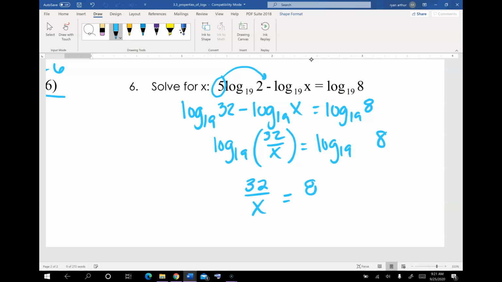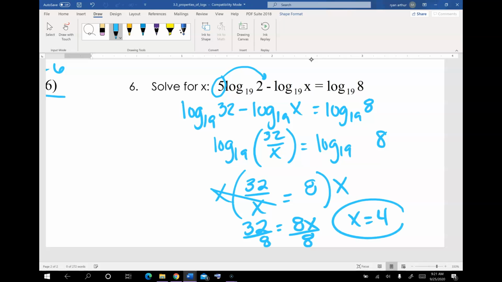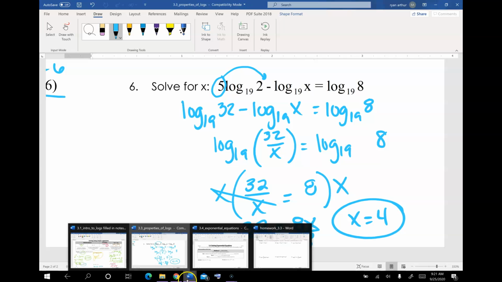And then, in this problem, it doesn't matter who's on the denominator. Whoever's on the denominator, you have to multiply by it, because you've got to get rid of the denominator before you can solve. So we're going to multiply by x on both sides, and I get 32 equals 8x. I'm going to divide by 8, and x equals 4. And that's my answer, okay? So let's do some more.